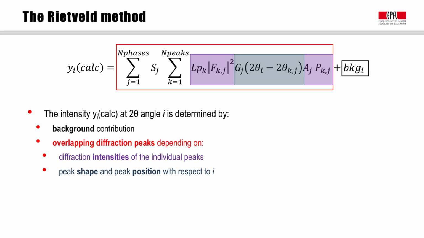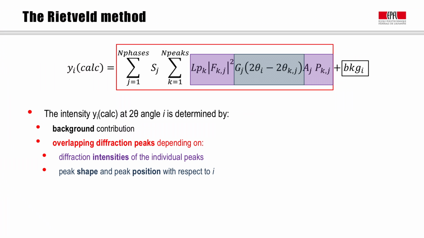The calculated intensity at a given data point in the diffraction scan is obtained as a sum of the contribution of the background and all neighboring reflections P of all phases J in your sample. This is also expressed in the mother equation of the Rietveld method shown here.